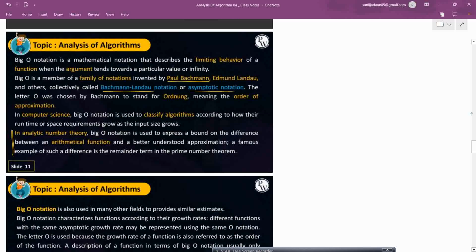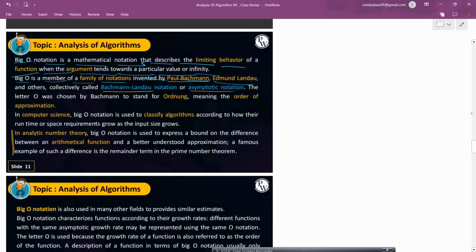So let's read some content from here. Big O notation is a mathematical notation that describes the limiting behavior of a function when the argument tends towards a particular value or infinity. Big O notation is a member of a family of notations invented by Paul Bachmann, Edmund Landau and others, collectively called Bachmann-Landau notation or asymptotic notations.